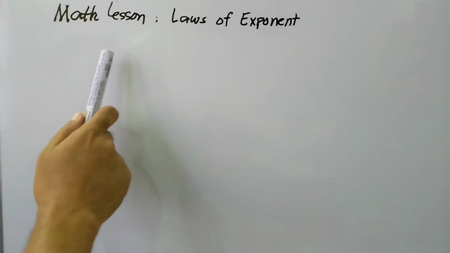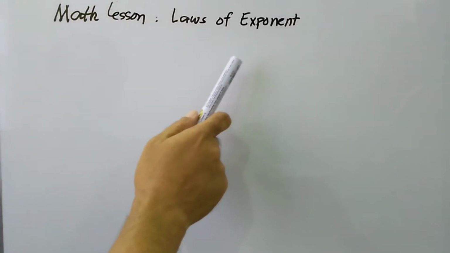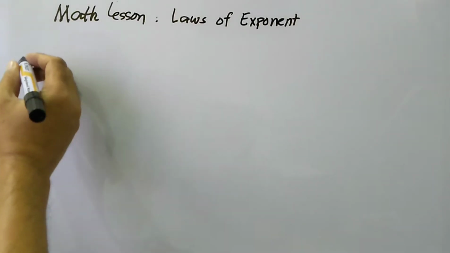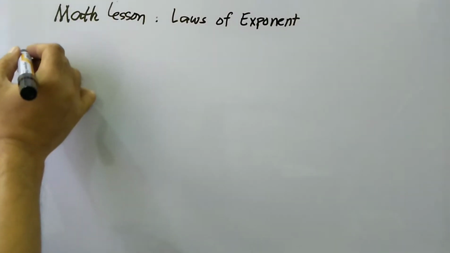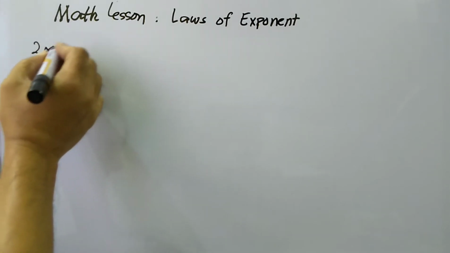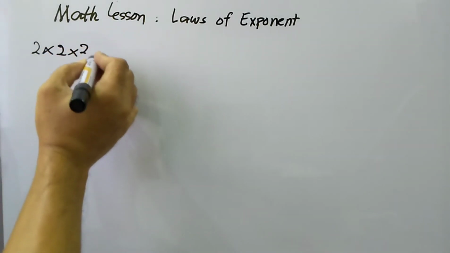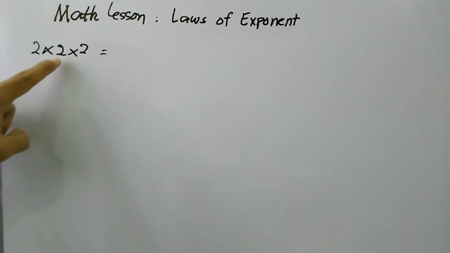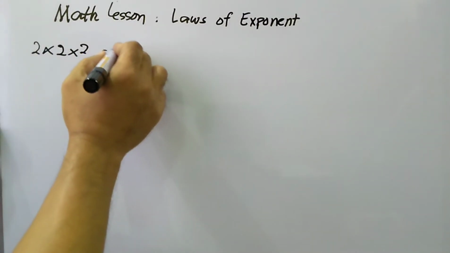Our next math lesson is about the laws of exponent. You have learned this kind of multiplication. You have 2 times 2 times 2 and your answer is 8.